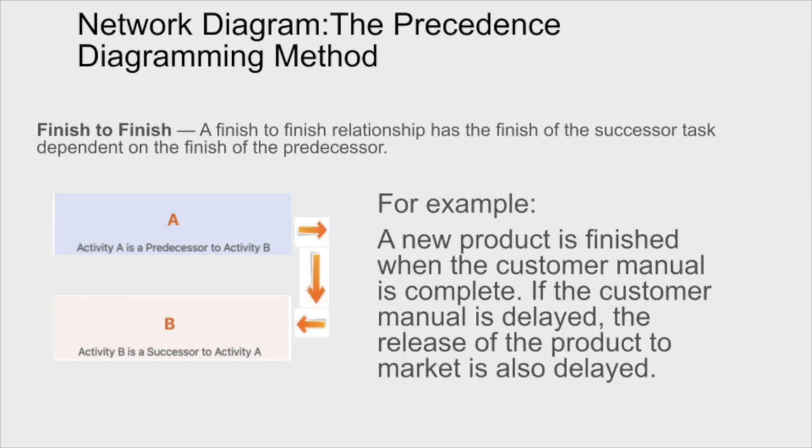Next, and similarly to start, is finish to finish. And what we're focused on here is when does it end. So the finish to finish relationship has the finish of the successor task, task B, dependent on the finish. So, for example, a new product is finished when the customer manual is complete. If the customer manual is delayed, the product can't be released.